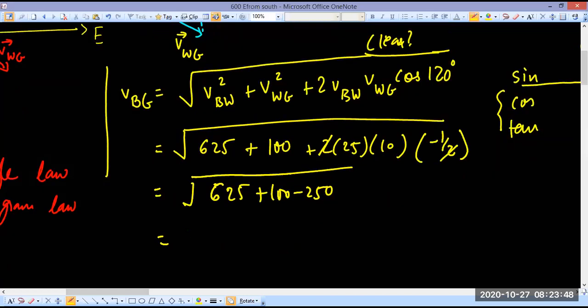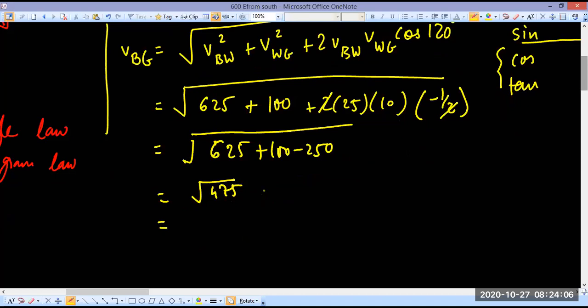725 minus 250, how much will it be? 100 gone, another 100 gone, 500 and 475 square root. Right? Root of 475. Yes. Okay, so you could simplify it. Either take the square root directly or take 25 out of it, right? So as I say, 25 into 16 and 19, yeah. So this is going to be 5 root 19 kilometer per hour.